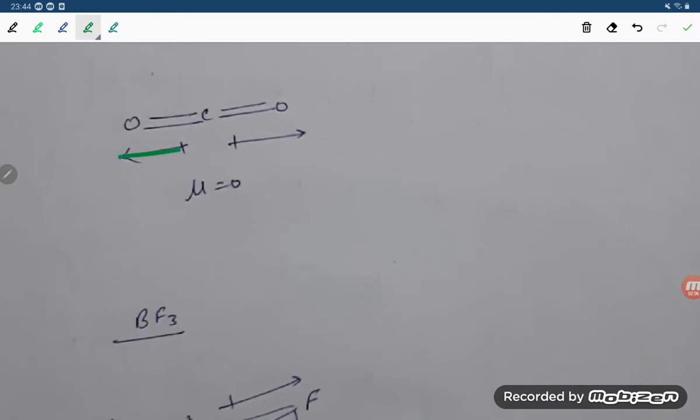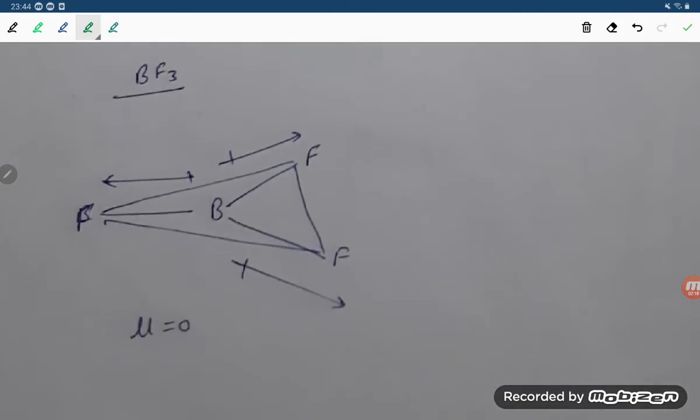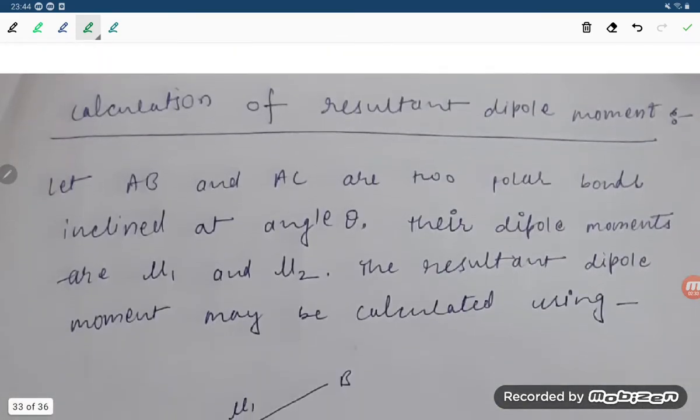Suppose CO2 is there. You see the dipole moment for this side and this side. Both cancel each other because both are vector quantities. Now see BF3, student. The dipole moments here, here and here are all going in opposite directions, so here also mu is equal to 0.